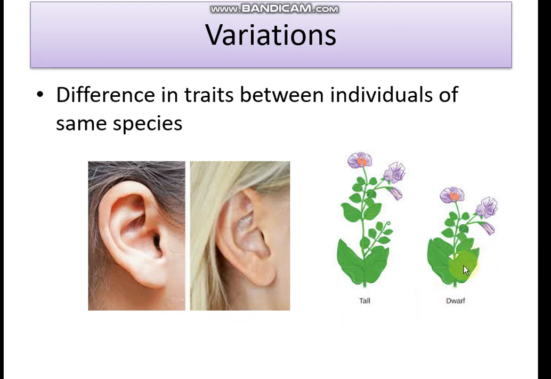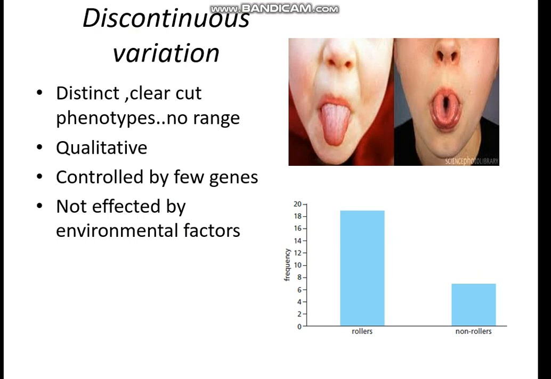Similarly, look over here. This is the same diagram that we used in our previous lesson. This is the height of the plant. The plant may be tall and the plant may be dwarf. The trait is the same, that is of height, but there are variations in the heights of the plant. Then moving on to today's topic, the first thing that we need to learn today is discontinuous variation.